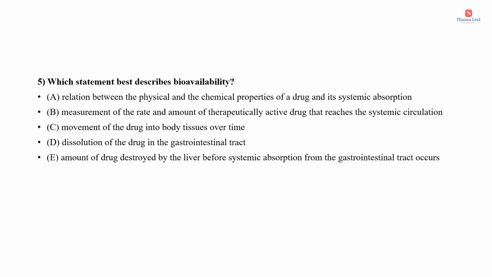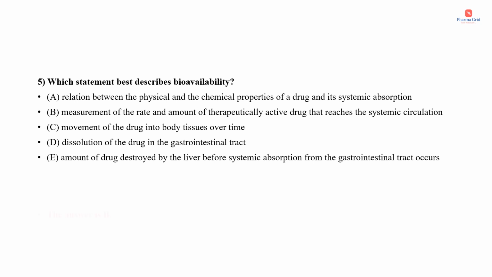The options are: relation between the physical and the chemical properties of a drug and its systemic absorption; measurement of the rate and amount of therapeutically active drug that reaches the systemic circulation; movement of the drug into body tissues over time; dissolution of the drug in the gastrointestinal tract; and the amount of drug destroyed by the liver before systemic absorption from the gastrointestinal tract occurs.